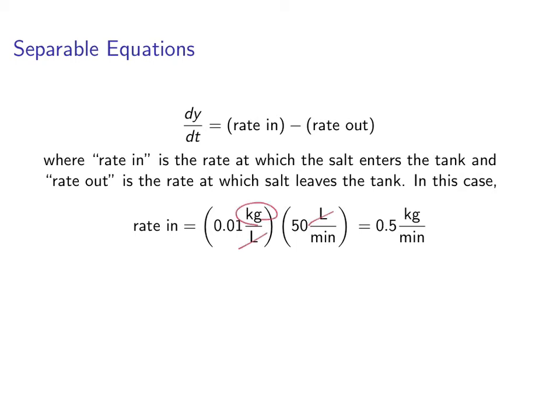That's how we end up with kilograms per minute, which we should have known from the beginning that we were going to end up with, because we're measuring dy by dt. y is measured in kilograms, t is measured in minutes.